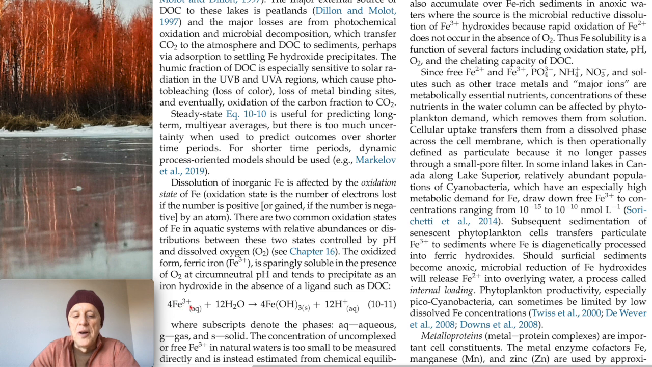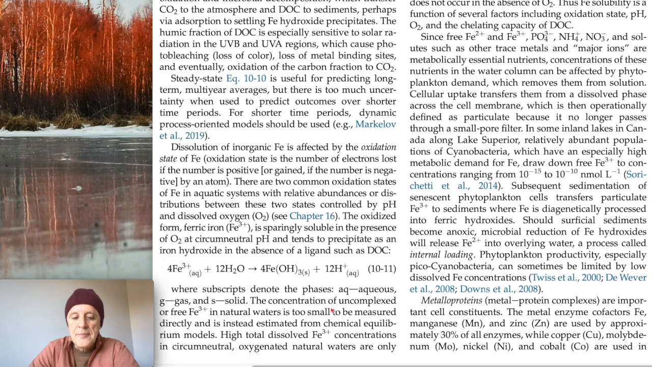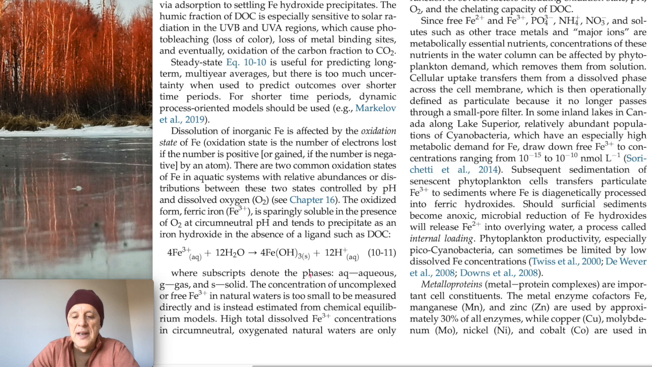So 4 Fe3+ aqueous plus 12 water results in 4 iron hydroxides plus 12 protons, where subscripts denote the phase. AQ is equal to aqueous, G is gas, and S is solid. So we are dealing with this component here that is in water, and then we associate it with water. That's iron here, this ferric iron. It's combining with water, and it's creating a solid, which is this iron hydroxide, and it's creating these protons that are remaining in the water phase.